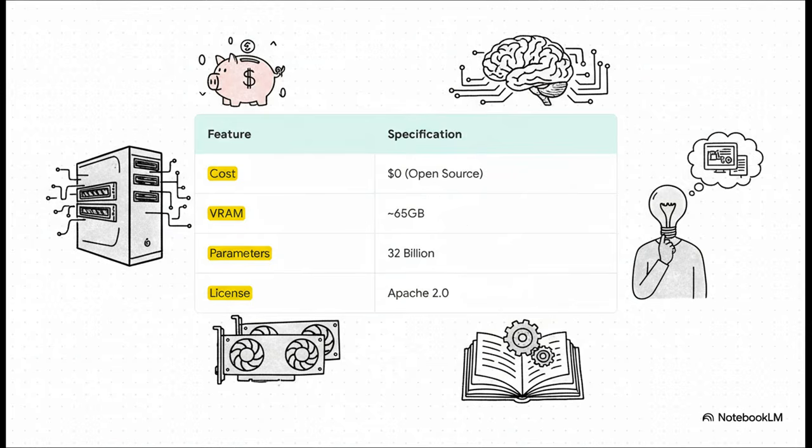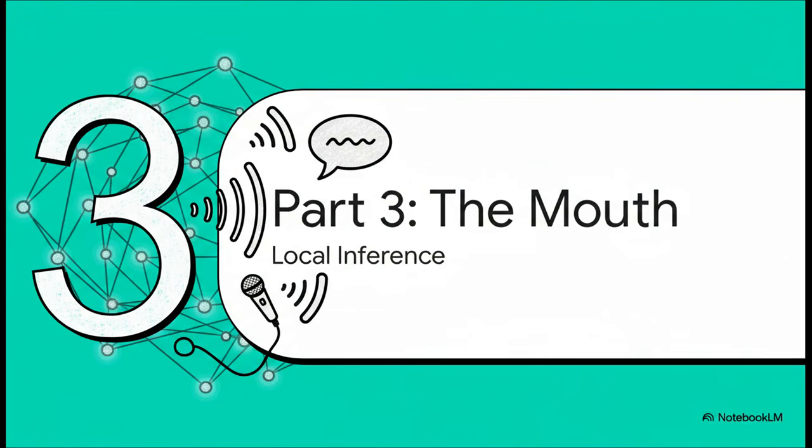So, here's the tale of the tape for our brain. Again, cost is zero thanks to the Apache 2.0 license. It's 32 billion parameters, and it needs about 60 to 65 gigs of VRAM. That fits perfectly on a high-end Mac Studio or a workstation with a couple of 3090s. Our employee can now see and think.